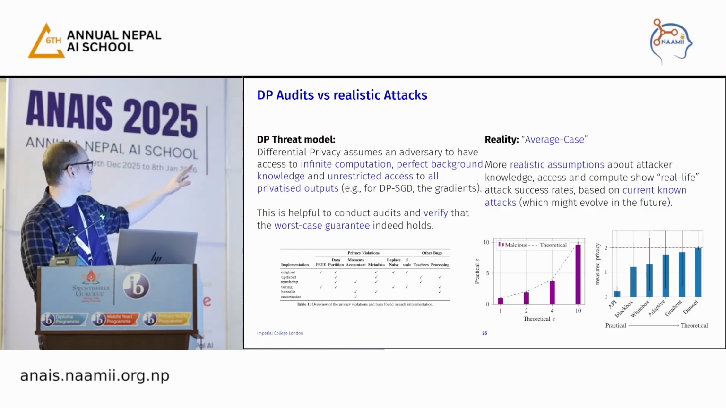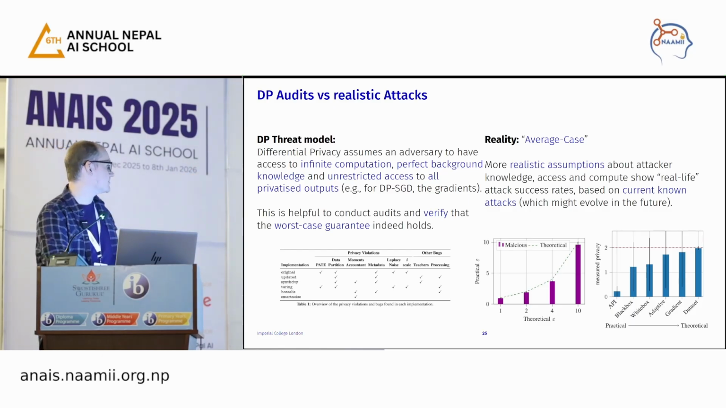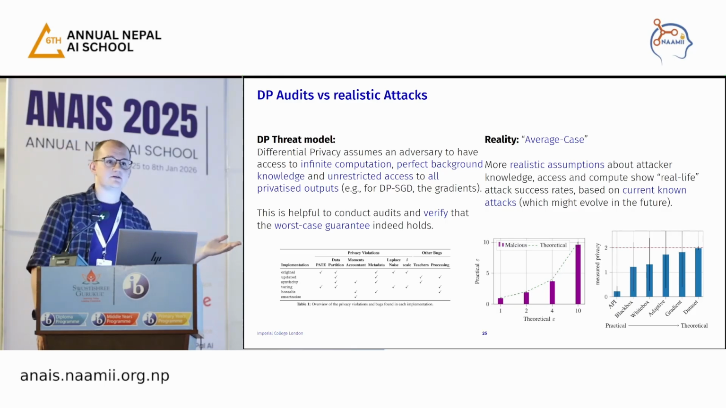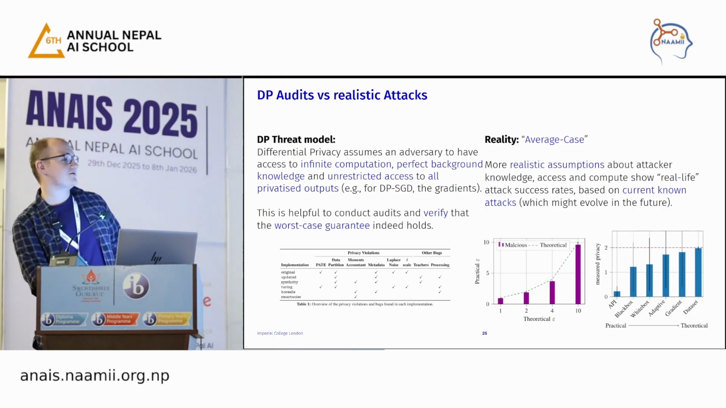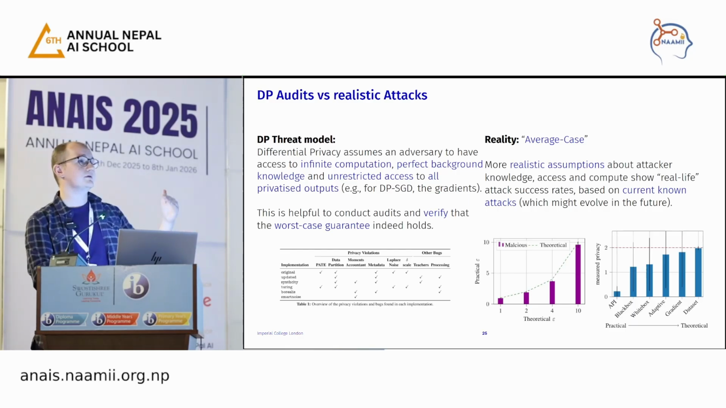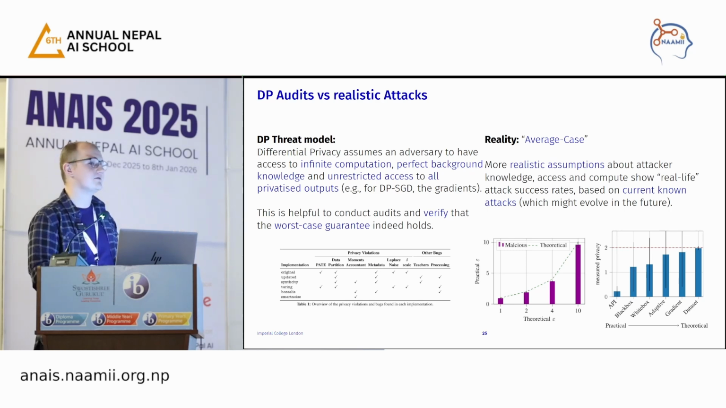Now, in reality, of course, you don't have access to infinite computation, you don't have perfect background knowledge, and you usually also don't have unrestricted access to all these outputs. So the more of these assumptions you release, the more realistic your attack becomes. If you have developed an attack that has minimal assumptions and still comes very close to the theoretical privacy guarantee, then it's bad, or it's good for you because you've come up with a strong attack, but it means that even with the minimal assumptions that are available to everyone, the worst case privacy breach can be achieved.